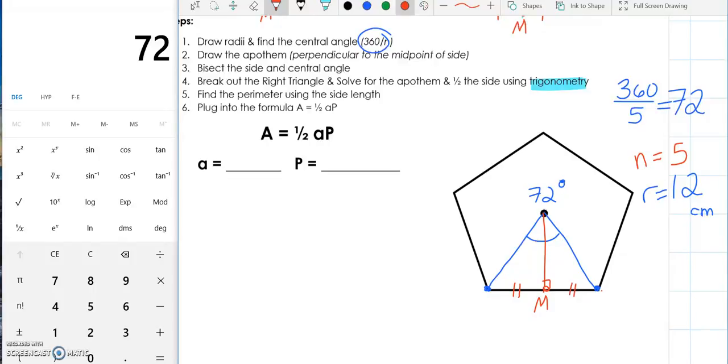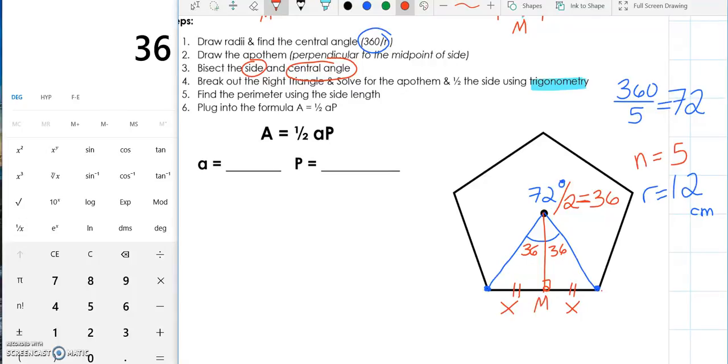Now, step 3 said bisect the side, which we kind of already did, but let me give each an x, just to make sure I show myself that I cut that side in half. And also, not only are you bisecting the side, but your apothem is also going to bisect the central angle. So it's going to bisect the angle that's 72 degrees. So we need to do 72 divided by 2. So in our calculator, we're going to do divided by 2, take half of it, which is 36. So we have 36 degrees for the angle on the right, and then 36 for the left, but the whole angle is still 72.